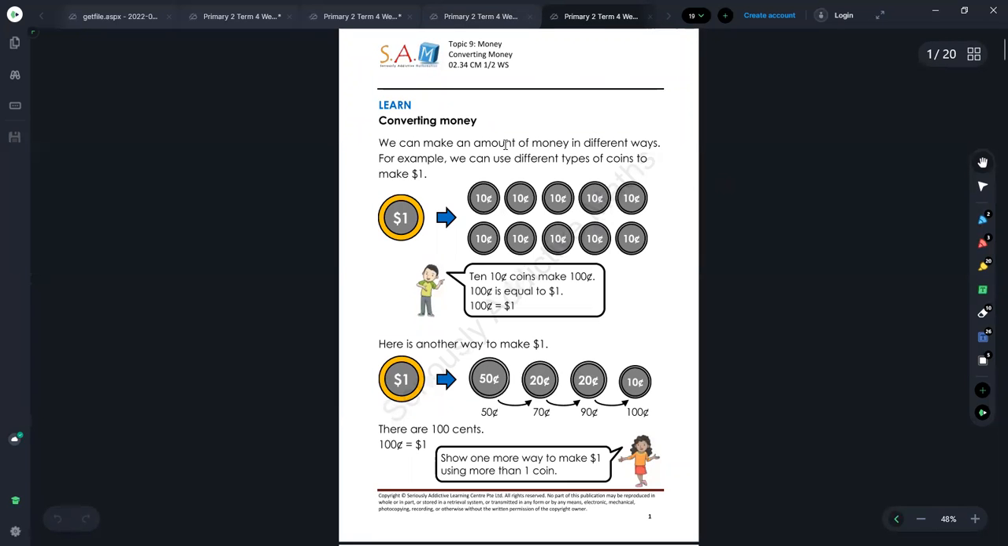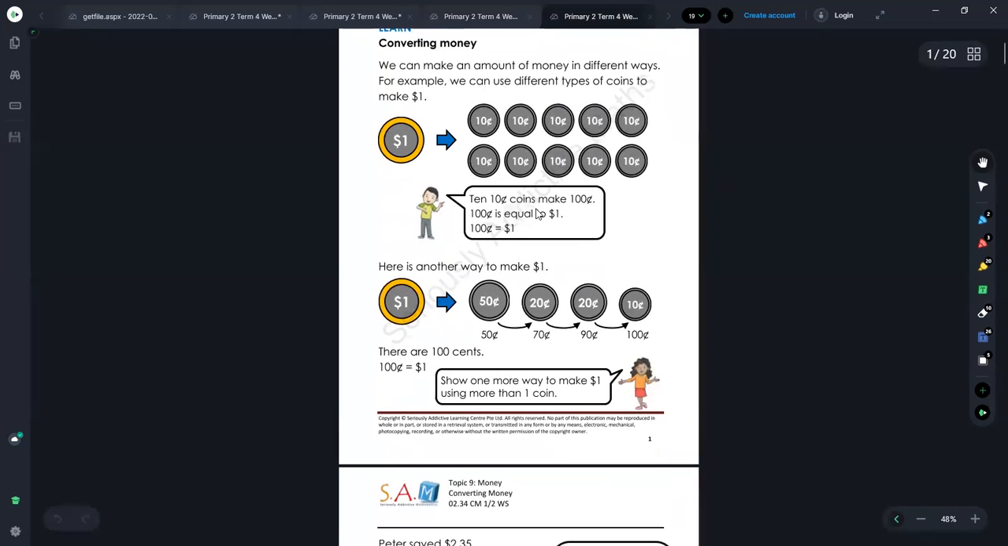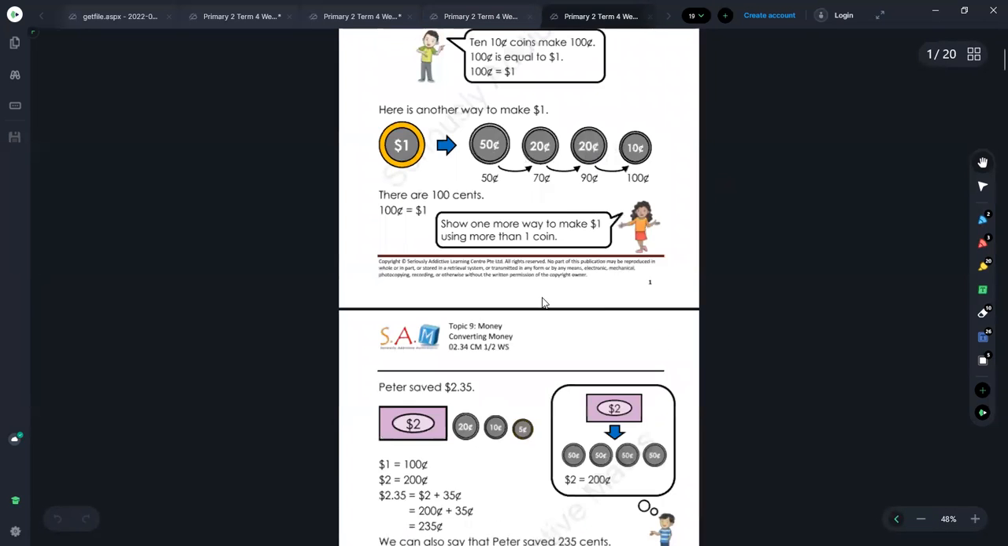Okay, next one is converting money, dollars into cents. So give them an idea that 100 cents equals $1. Again, many of them will be very familiar with this by now. Another example, $1. What are the coins to make up $1? So it can be 50 cents, 2 20 cents, and 1 10 cents. They can count forward like that.